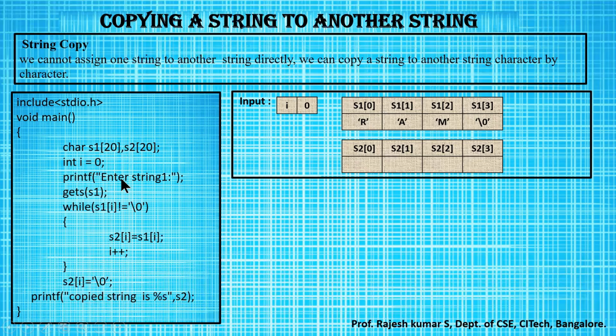Then the next thing is I'll be asking the question, enter the string 1. As soon as the user sees this question, the user will enter one value. That value is stored in S1 with the help of unformatted input, that is gets, which is a function. Using this gets function, I can store the value inside this S1. Now, for example, in S1 we have stored RAM. Since it is a string, it will read the null value also. Gets is a function which reads the string, so it will insert a null value at the end of the string.